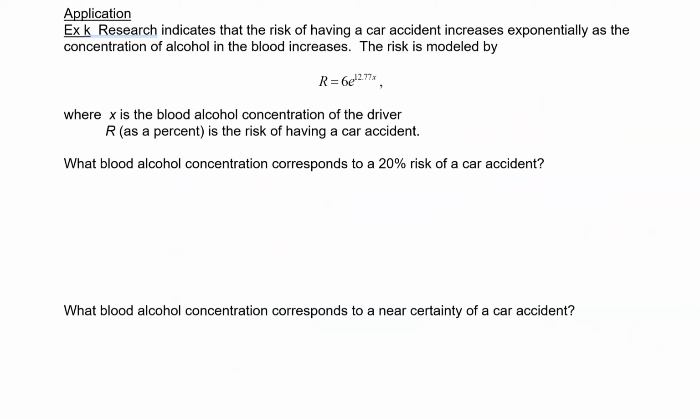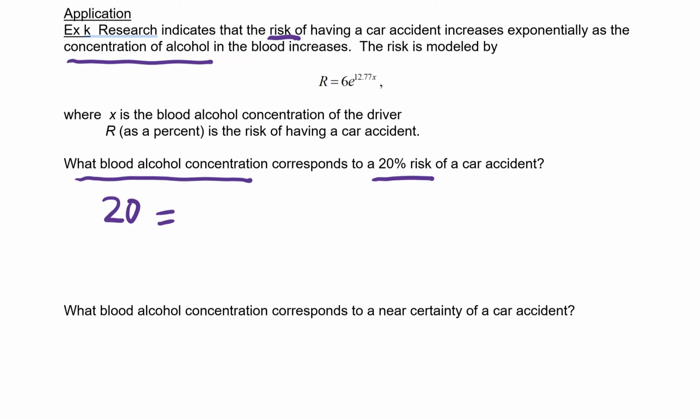Let's take a look at an application, and this actually has to do with exponent equations, but we will use logs to calculate the inverse of that exponent. So looking at the problem, it says research indicates that the risk, which is represented by R, of having a car accident increases exponentially as the concentration of alcohol increases. We're asked, what blood alcohol concentration, that's what we're trying to find, corresponds to a 20% risk of a car accident? Here we're told that R is a percent, and so we will not convert this to decimal, we will just put 20 in for R.